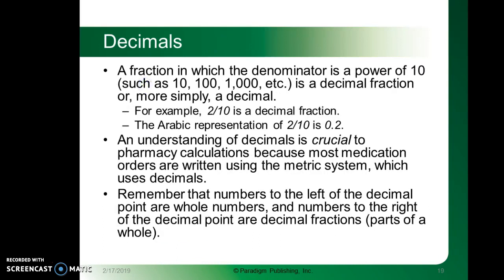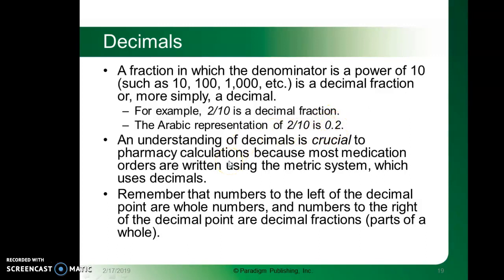So decimals. A decimal is a fraction in which the denominator is a power of 10. So remember, that's the number below the bar in a fraction, such as 10, 100, 1000, etc. It is a decimal fraction, or more simply, a decimal. So for example, we have 2/10 is a decimal fraction. Basically, the decimal fraction will represent where the 2 is going to be located in regards to that decimal point. So the Arabic expression of 2/10 is 0.2.